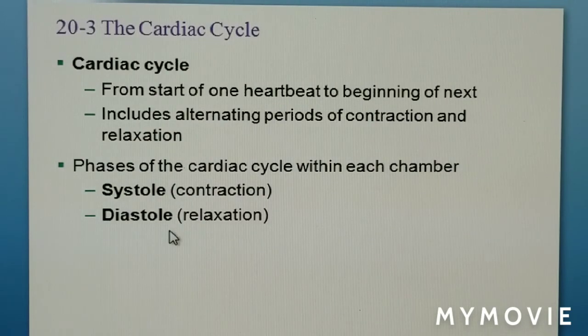Cardiac cycle. From the start of one heartbeat to the beginning of the next. Start to start. Includes alternating periods of contraction and relaxation. The phases of the cardiac cycle. Within each chamber, we have systole and diastole. Systole is the contraction. Diastole references the relaxation.